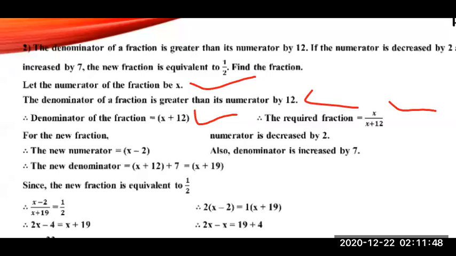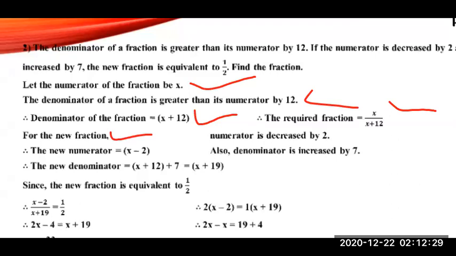Now our second line, they told decrease by 2 and increase by 5. So that statement we will take for the next one. So that will be our new fraction. See, the first one was our required fraction and the second is our new fraction. So for the new fraction, numerator is decreased by 2. Already told in the question only that numerator is decreased by 2. So the new numerator will be x minus 2. क्योंकि decrease हो गया, so there we will use the sign of minus.